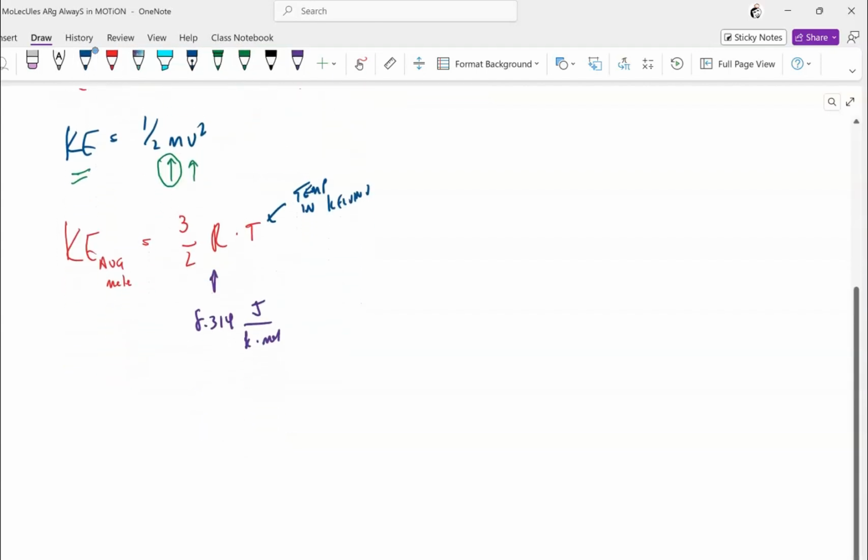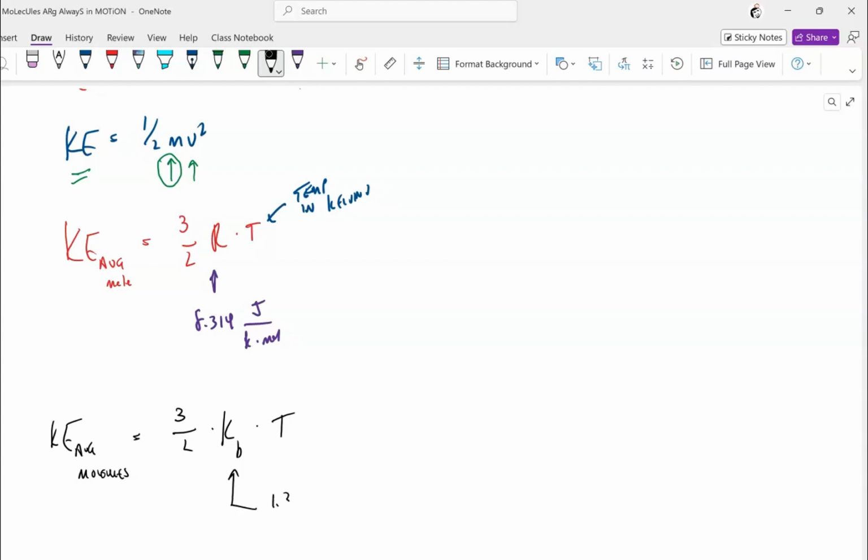We're going to modify it slightly so that we can also calculate the average kinetic energy for individual molecules or atoms. We're simply going to replace R with what we're going to call the Boltzmann constant. And it's a constant like anything else, 1.380649 times 10 to the negative 23rd joules per Kelvin. So if we're going to ask the kinetic energy for a sample, we could do it for individual molecules, or we could do it for a mole of molecules. Let's try at least one of these and see if we can make this work.